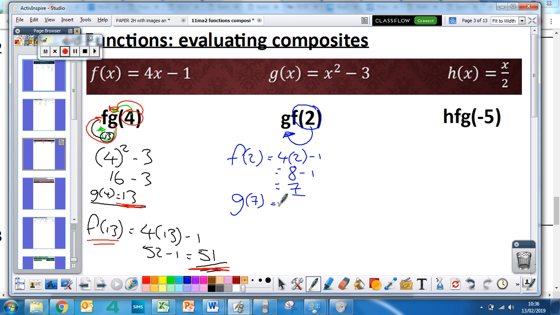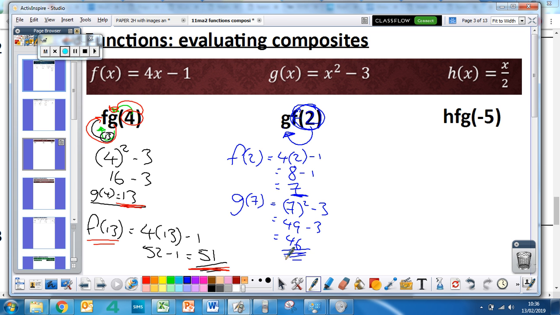g is x squared minus 3. So that becomes 7 squared minus 3. That's 49 minus 3. That's 46. And that is our answer. Remember, we put the 2 into the f first to get an answer. We put that answer into g to get our final answer. Two steps, composite functions. We're doing them numerically here. Our next skill coming up soon will be to do it purely algebraically.